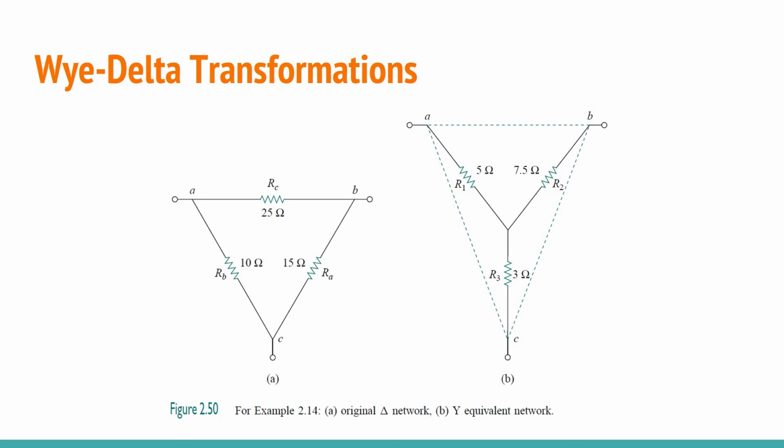Okay, so mao na ni siya ang question ganina. I-convert daw ni siya kaning delta into Y. So, ang equivalent Y network niya is mao ning naa sa right side. So, R1 is just equal to 5 ohms. R2 is just equal to 7.5 ohms. And R3 is just equal to 3 ohms.